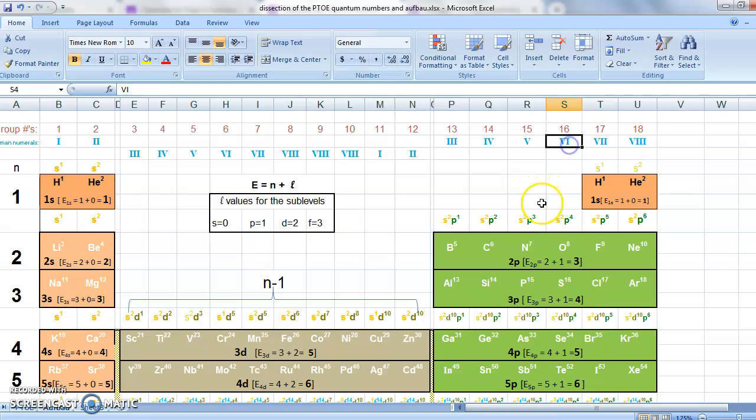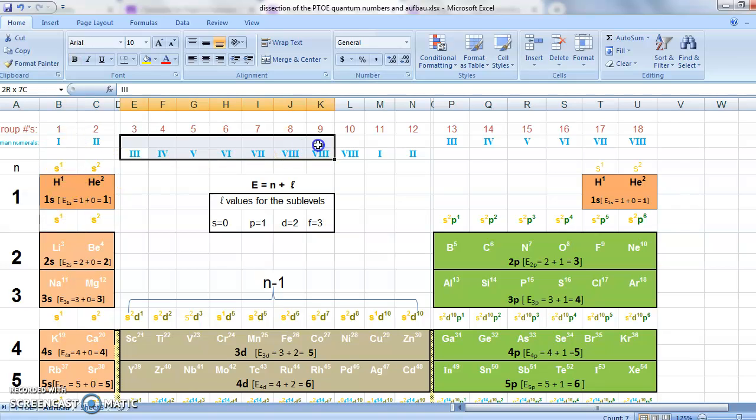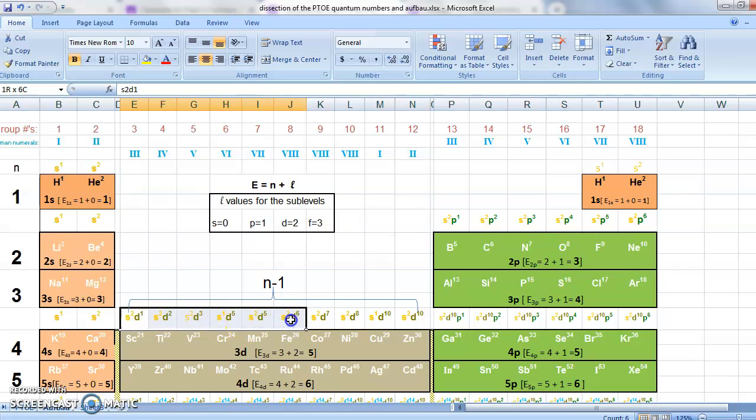2 and 4 is 6. 2 and 3 is 5. 2 and 2 is 4. 2 and 1 is 3. There you go. 2 is 2. 1 is 1. These Roman numerals, as we mentioned, are the numbers of electrons in the S and D.